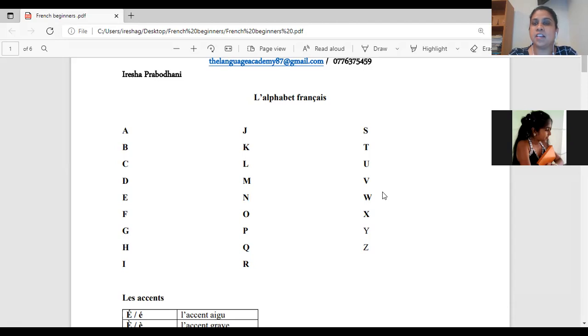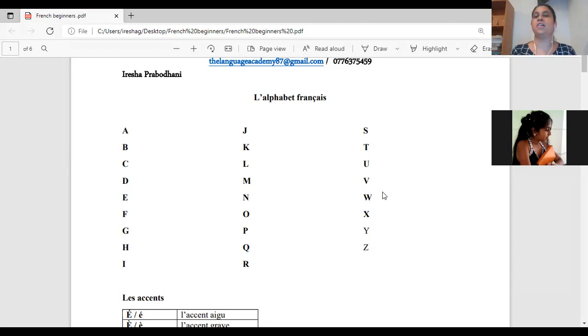E is pronounced as a. A, be, say, de, a, F. That is similar. F. And G is pronounced as J. A, B, C, D, E, F, J. Not G, okay? J. And H is Ash. I is E. A, B, C, D, E, F, J, H, E.